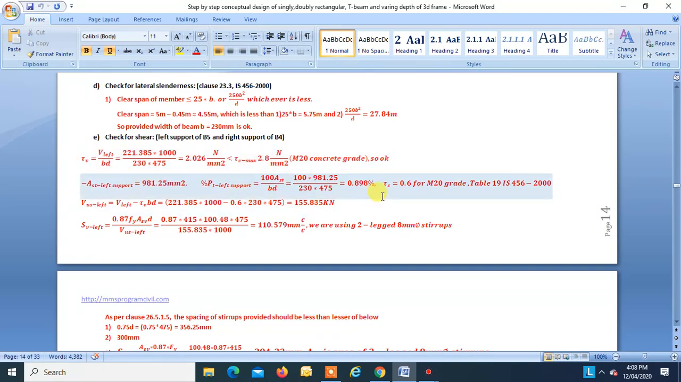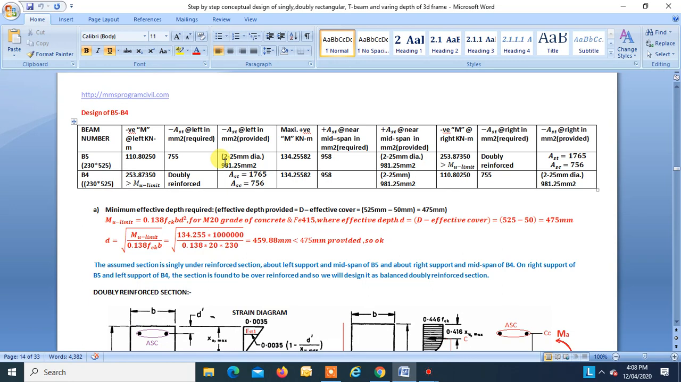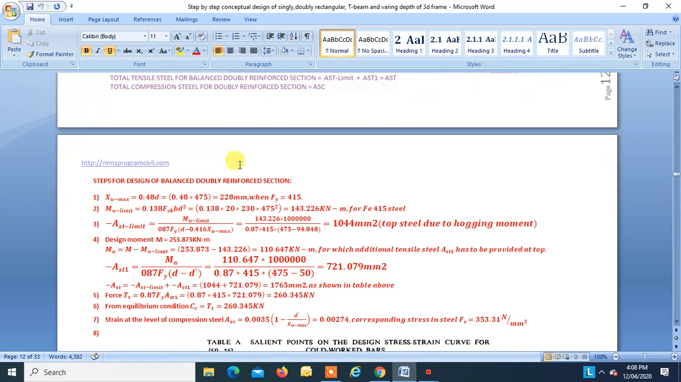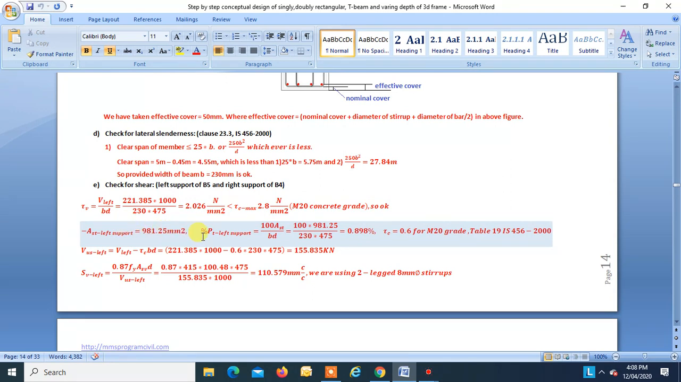Now we want to find the permissible shear stress tau C. So the steel provided on the left hand support is 981.25. So the corresponding PT from this formula we find is 0.898. So tau C corresponding is 0.6. This tau C is less than tau V, 2.026, and tau V is less than tau C max.